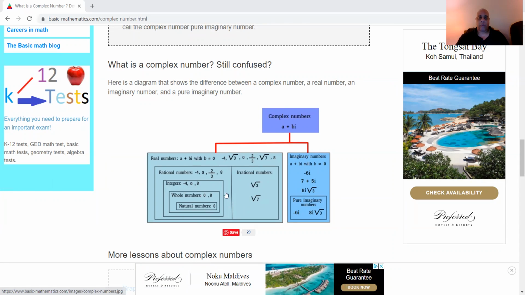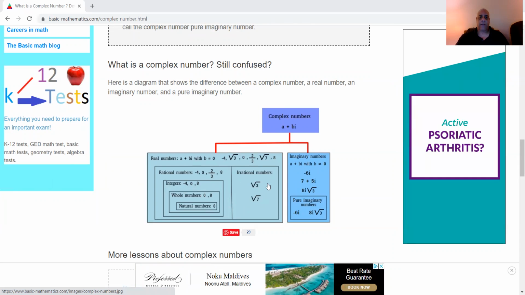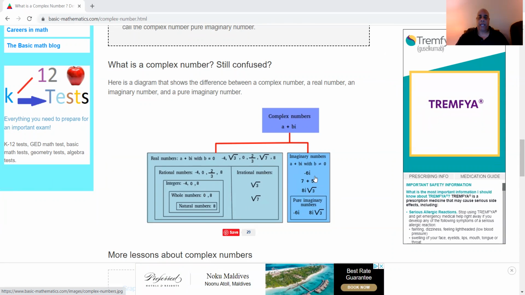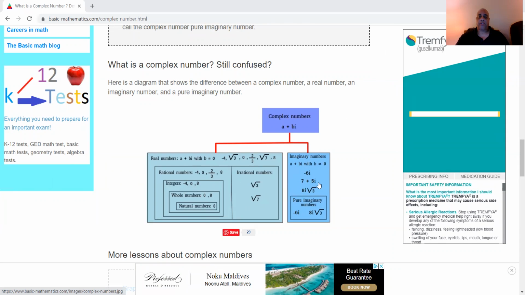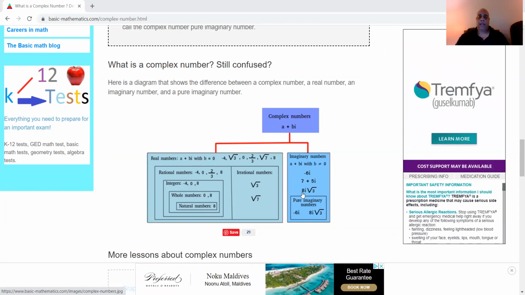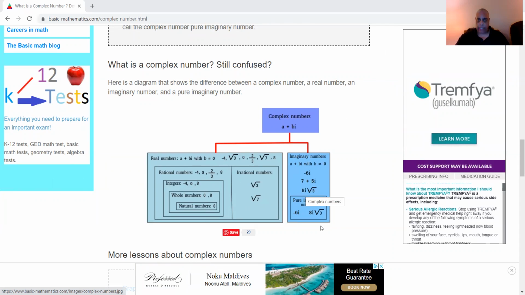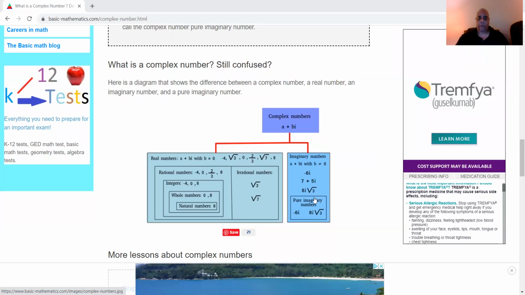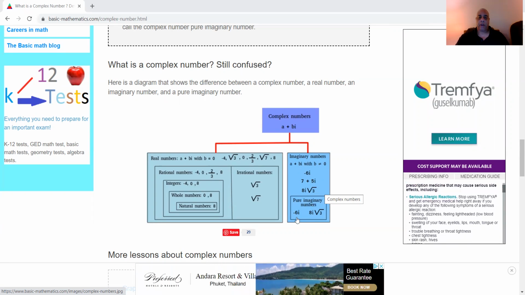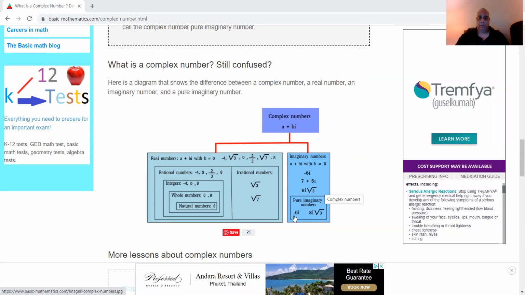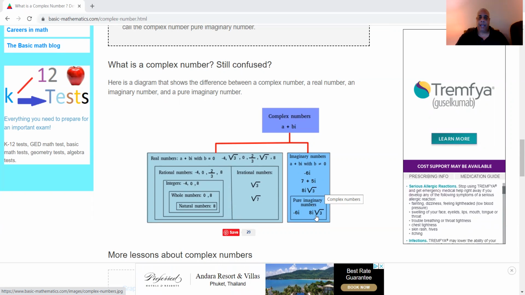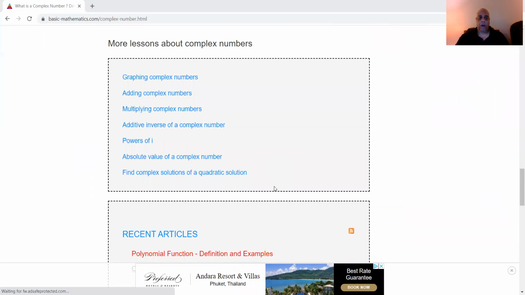And then we get into our irrational numbers, and they're usually your square roots, like the square root of 3 or the square root of 7. Then we go over here to the imaginary numbers. Again, we have A plus BI with B not equaling 0. So we have -6I, 7 plus 5I, 8I times the square root of 3. And then we have pure imaginary numbers like -6I and 8I times the square root of 3.